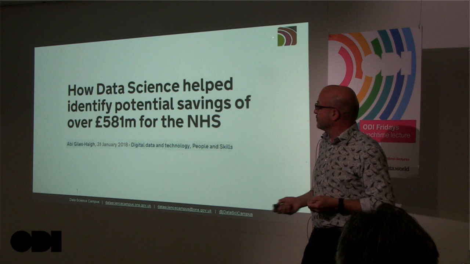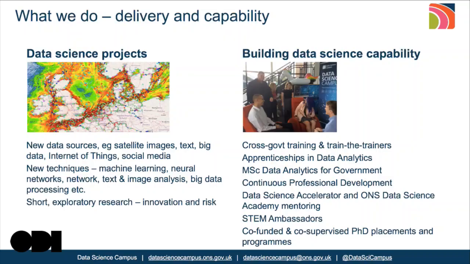So what does the Data Science Campus actually do? Our work splits into two themes. The first is around delivering data science projects, and as I said, we're focused on new types of data, new data sources, so maybe satellite imagery or unstructured text. I'll give some examples shortly.